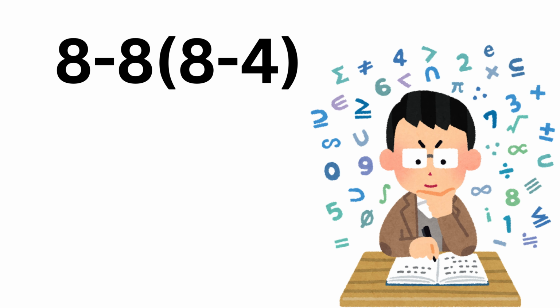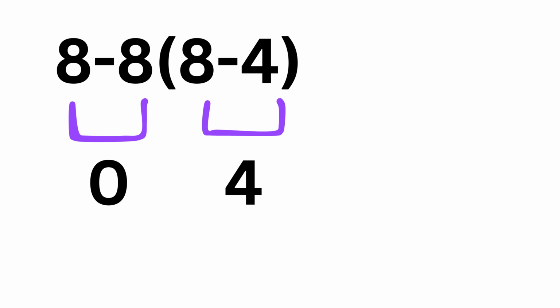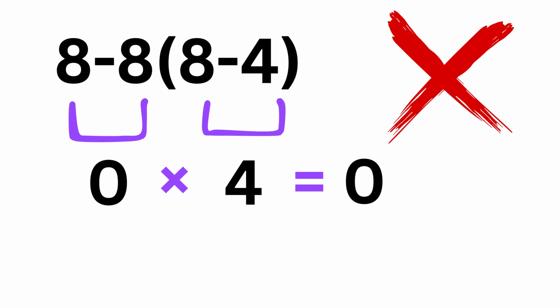8 minus 8 times 8 minus 4. 8 minus 8 is just 0, and 8 minus 4 is 4. So we have 0 times 4, which equals 0. But this answer is incorrect.